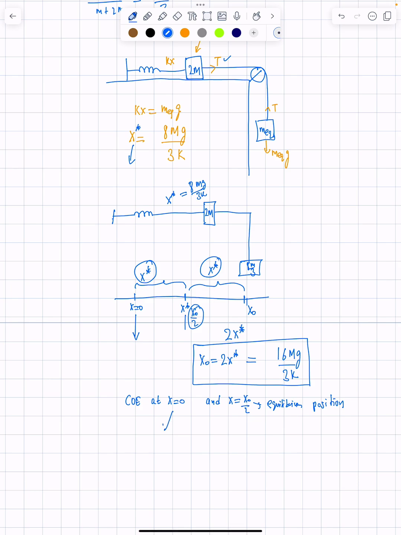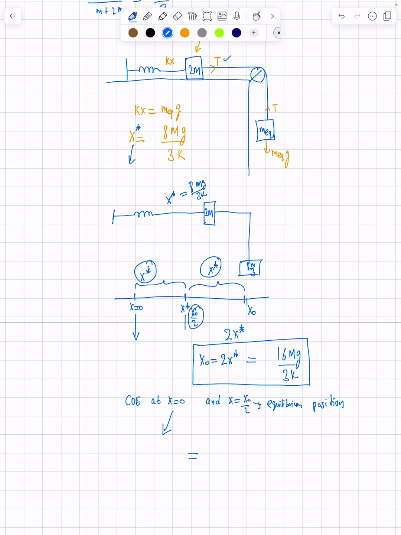So here the total energy is, so there is no spring potential energy, and then when the block moves on the right side by x naught over 2, essentially we have the spring potential. So let's write the energies.